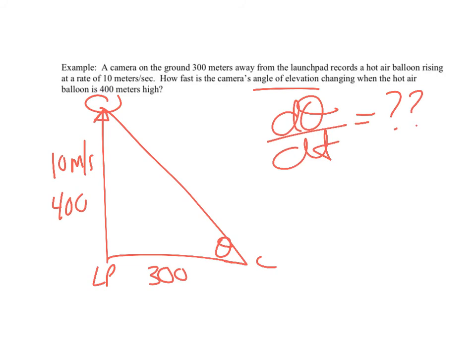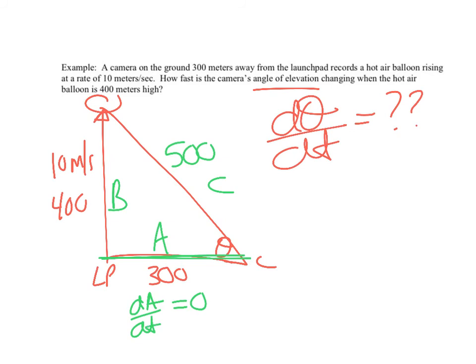And I can easily get the missing side. This is a 3, 4, 5 triangle, so hopefully you can do the math quickly and say, using Pythagorean, I can get that side to be 500. This camera and launch pad are not changing, so the rate of this side is 0. So again, I'm just going to slap some letters on it, A, B, C, so we're on the same page, and say dA dt equals 0. So here my B is 400, and this would be my dB dt. And my C is 500. I don't know dC dt at the moment.